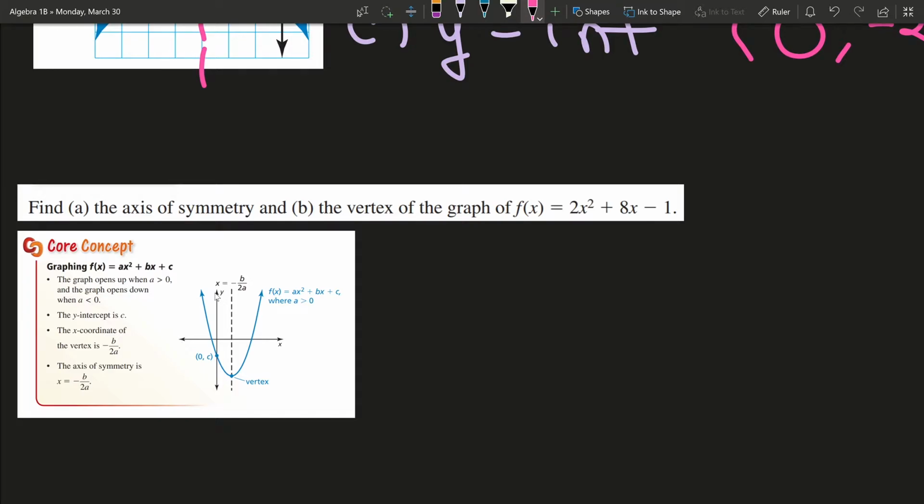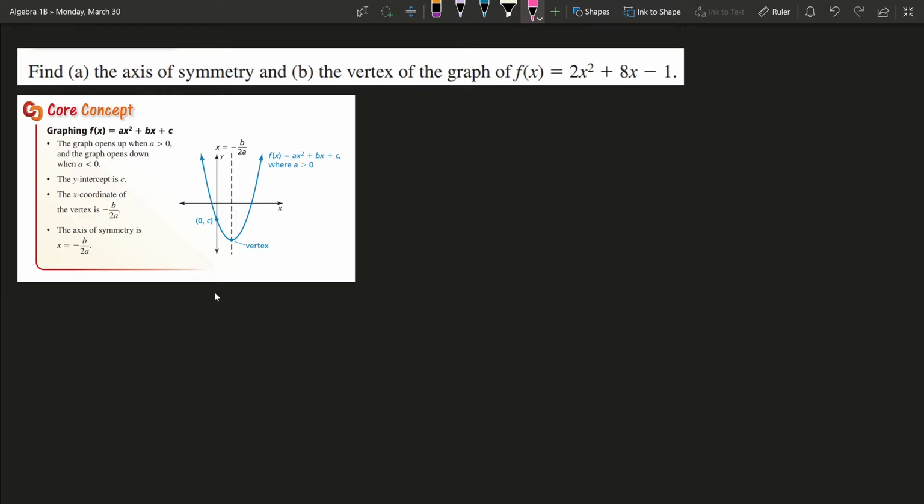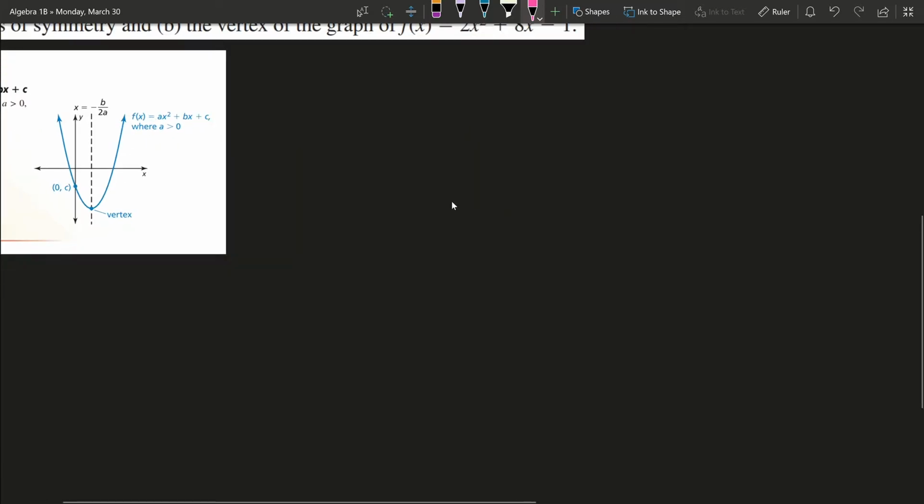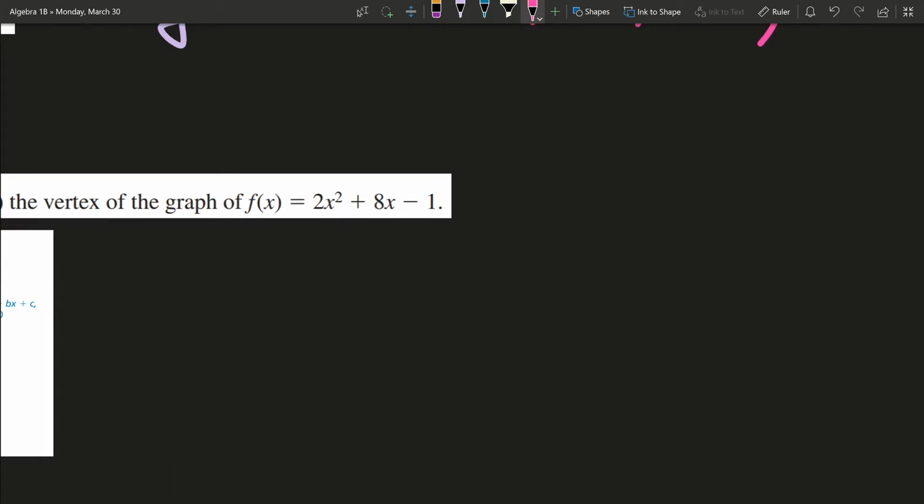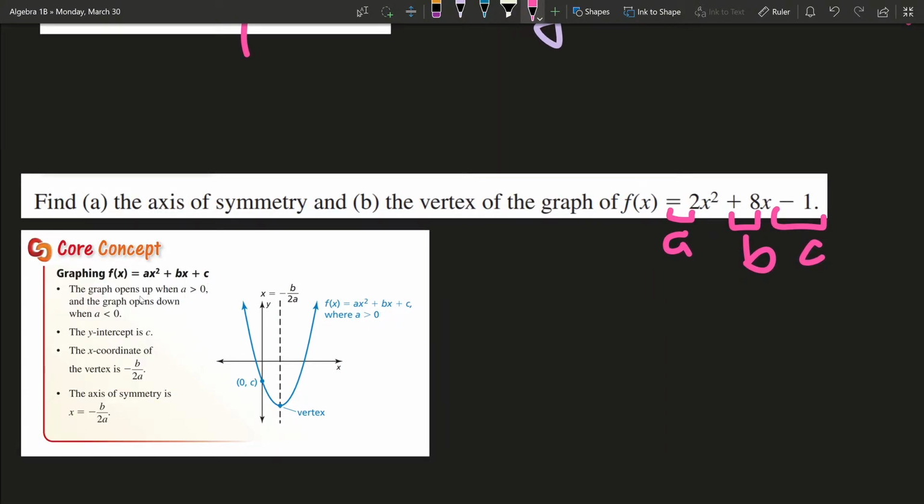Now, this question asks us to find the axis of symmetry and the vertex for the graph f of x is equal to 2x squared plus 8x minus 1. Before we get started, let's label what each part of this represents. So 2 is going to be our A, positive 8 is our B, and -1 is our C. Take a look at this core concept right here. This will be really important when we solve this question.